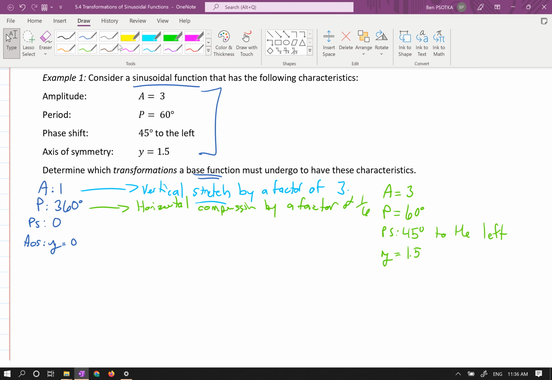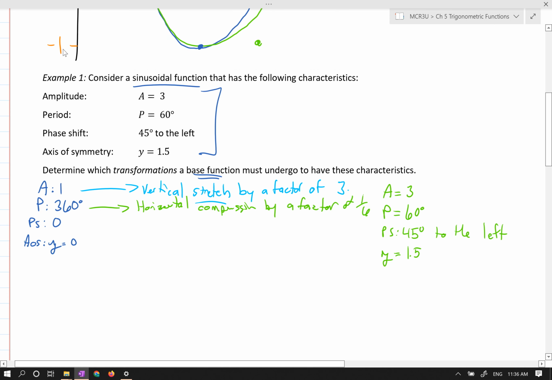Fantastic. Now our phase shift, this is the easy one. They tell us that our phase shift is 45 degrees to the right. That means that the horizontal translation is exactly the same. Horizontal translation, 45 degrees to the right. I think I said left before.